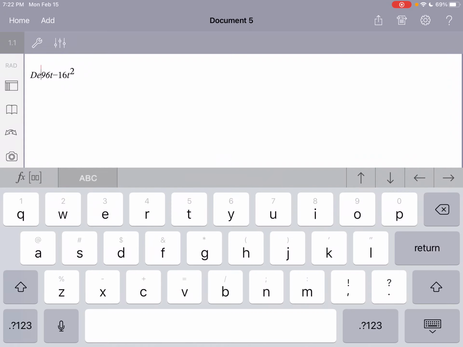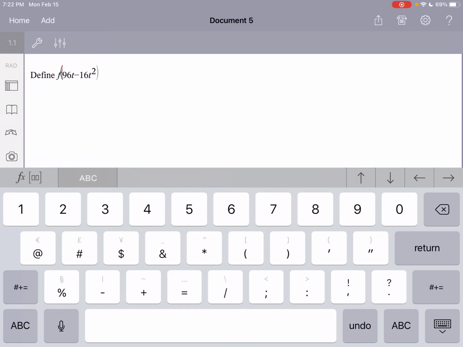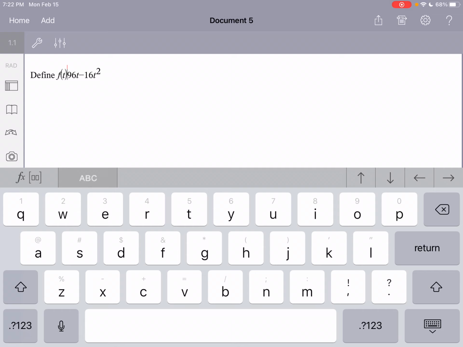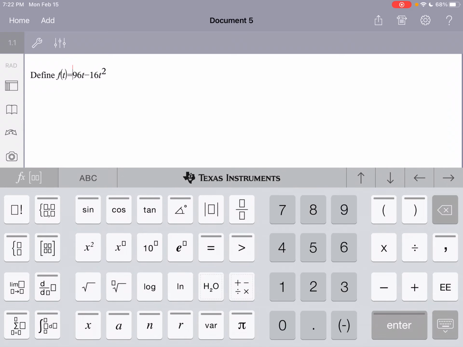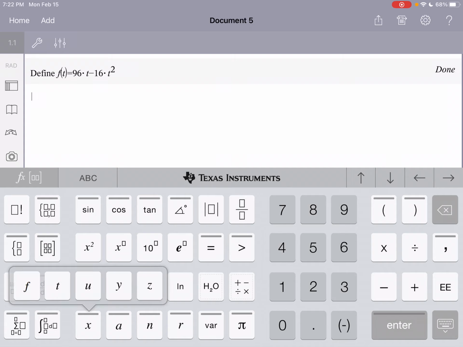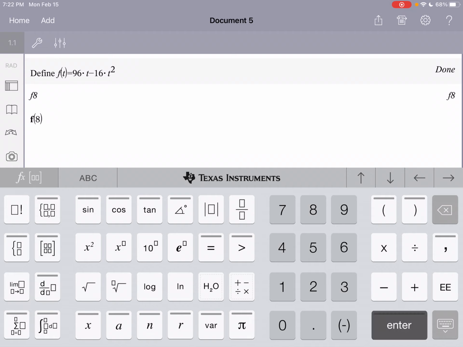All right, sorry. We are going to define, and we'll call this thing f of t, to equal 96t minus 16t squared. Okay, that's one way to do it. And then we will do f of 8. I forgot parentheses. Okay, let's try that again. f of 8 is going to equal negative 256, is what we got right there.